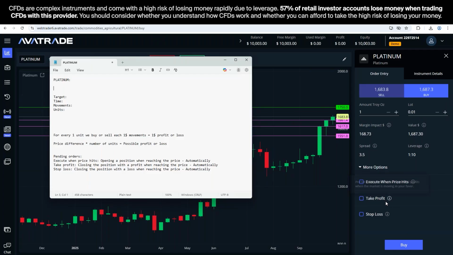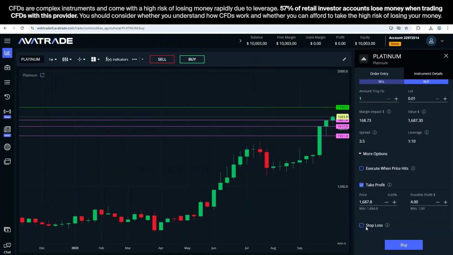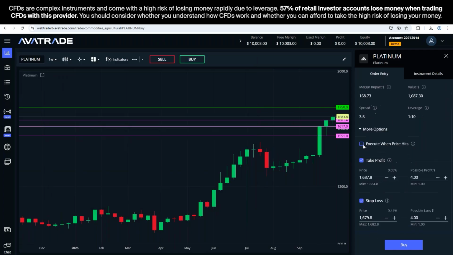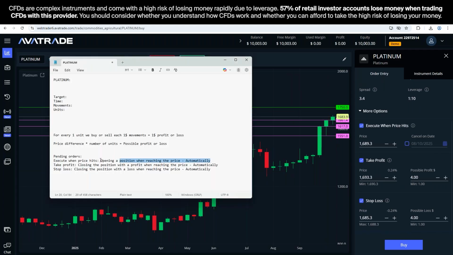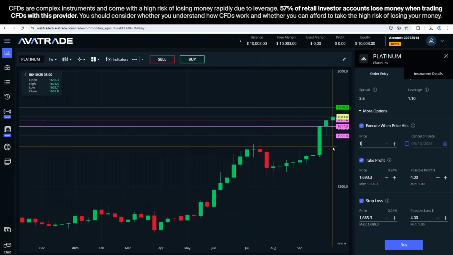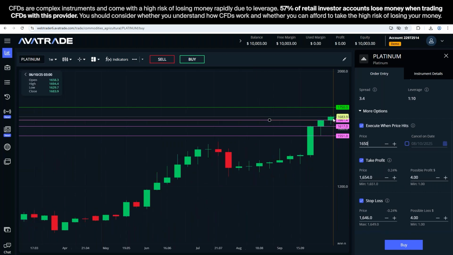The following thing we can do is we can enable the take profit, we can enable the stop loss, and we can enable the execute when price hits. We spoke about it in the beginning. Execute when price hits allows us to automate the entry. So instead of buying now, I actually want to buy it at 1650 because I believe that if it will go, let me see, maybe a little lower than that.